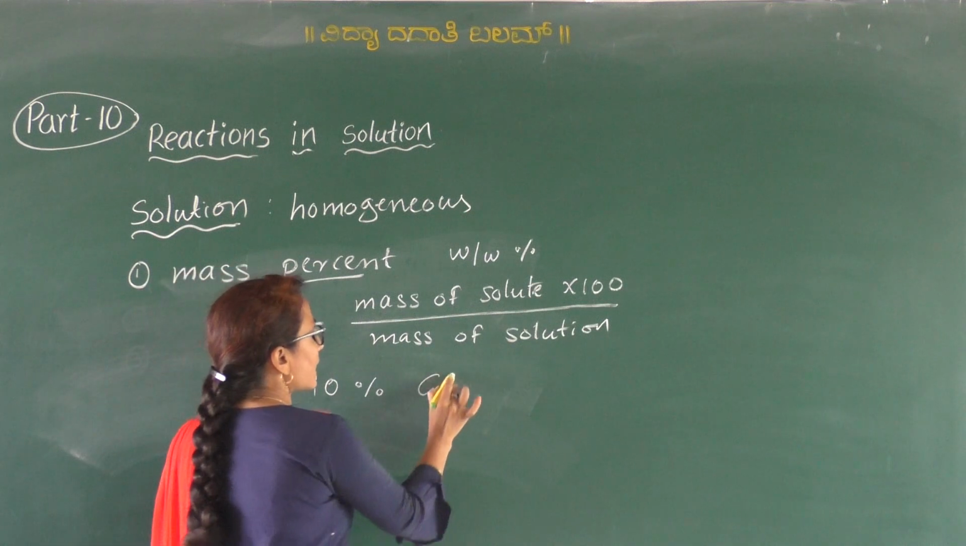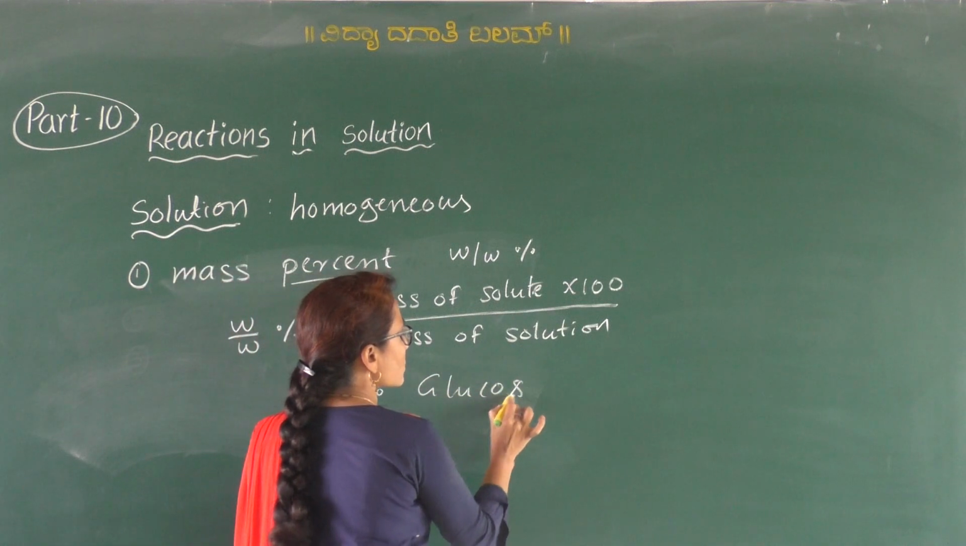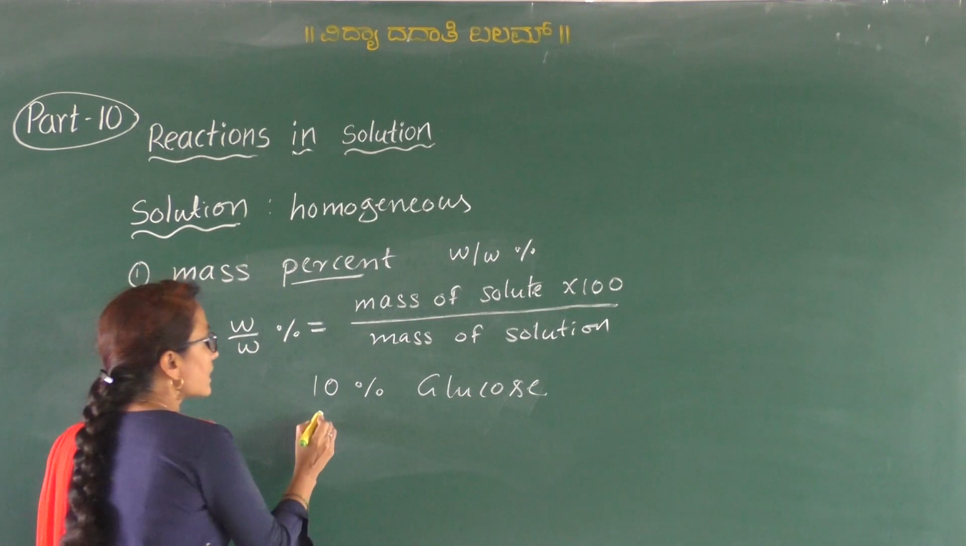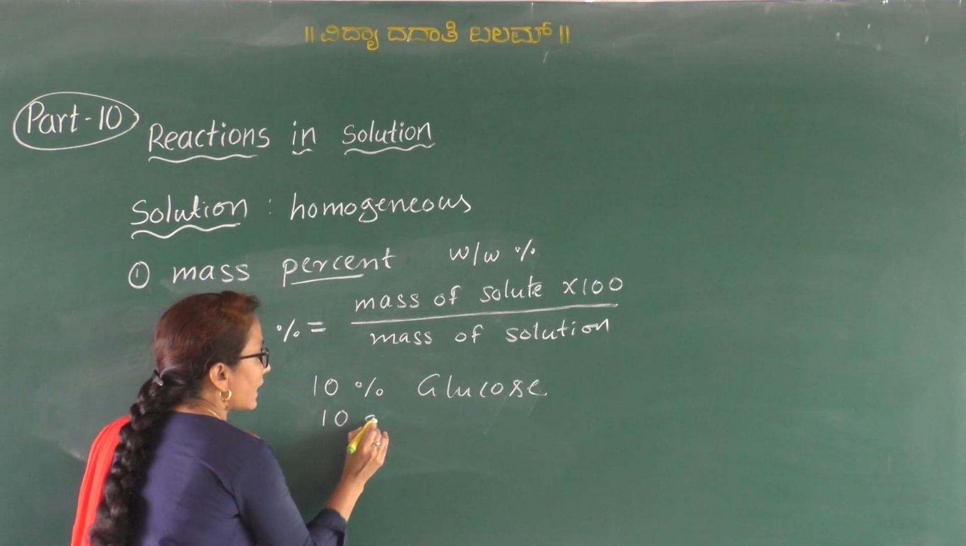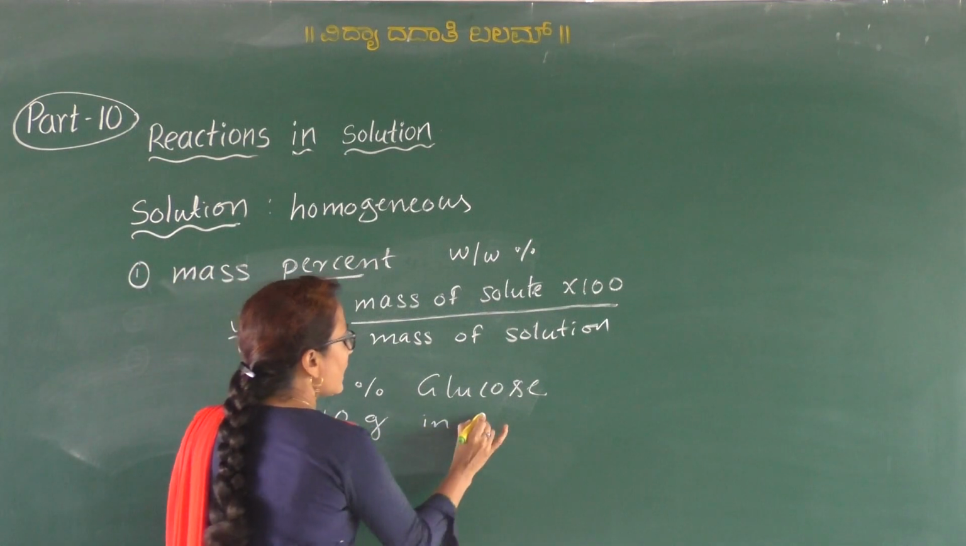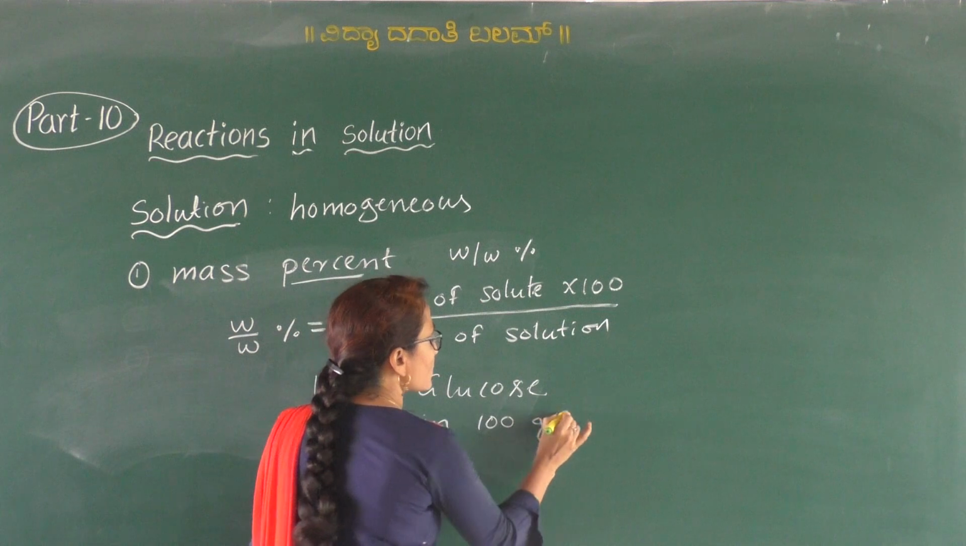Now consider a solution expressed as 10% glucose solution. A 10% glucose solution means it contains 10 grams of glucose in 100 grams of solution.